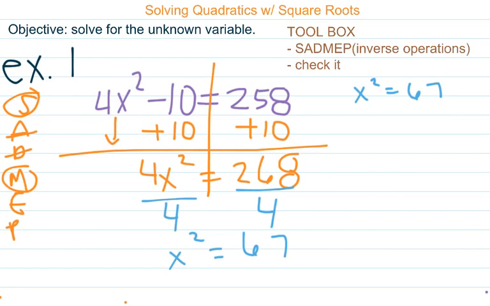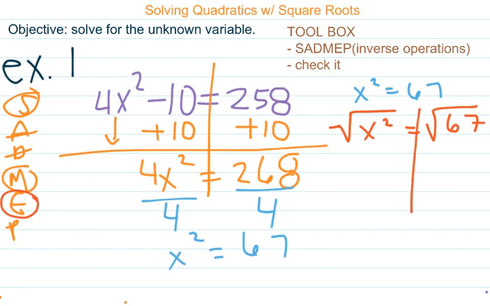So here I am at the exponent version. Now I do see an exponent. I need to do the inverse of it. So I'm going to take the square root. So we're going to use the radical symbol. And we're going to take the square root of x squared and the square root of 67. Remember we still have that wall. So it's kind of like what happens on one side of the equal sign happens on the other.